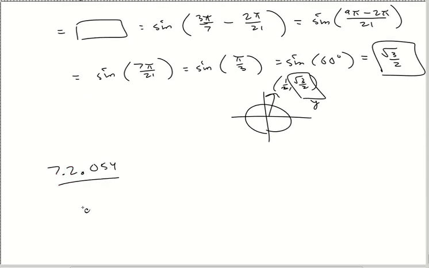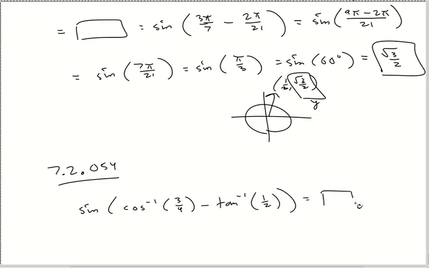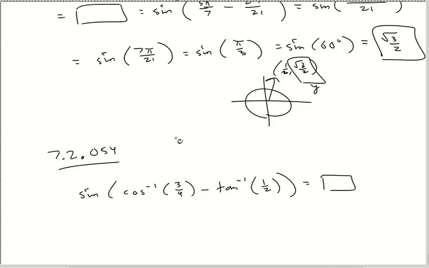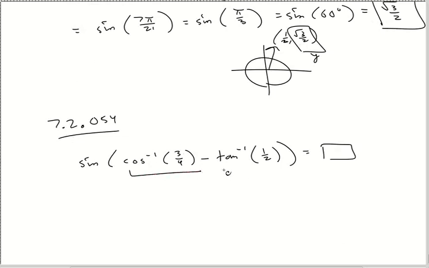72054. So I've got now sine of the arc cosine of 3/4 minus arc tangent of 1/2. And they want to simplify this guy. Now, hold up. What's going on here? This is how I see this problem. I see this as an angle and another angle. I'm going to call them A and B. If I were to rewrite this problem as sine of A minus B, is that less intimidating? I'd say so.